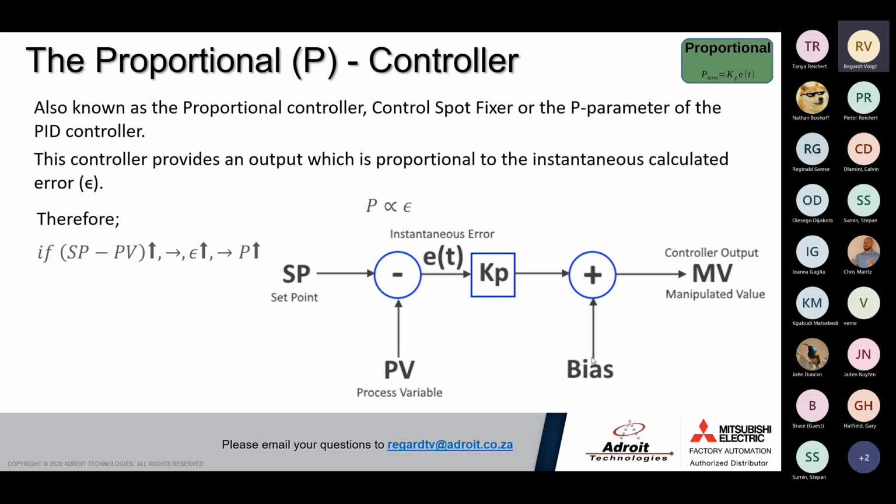Right. So if you look at the proportional gain quickly, as we mentioned, the proportional looks at the current error. It's usually called a control spot fixer. This is what the P parameter is called in some of the textbooks or training courses that you might attend or will attend. So that control spot fixer will refer to the P parameter or the P factor of the PID control. These relationships which you see here are easy to derive. So basically your proportional gain.